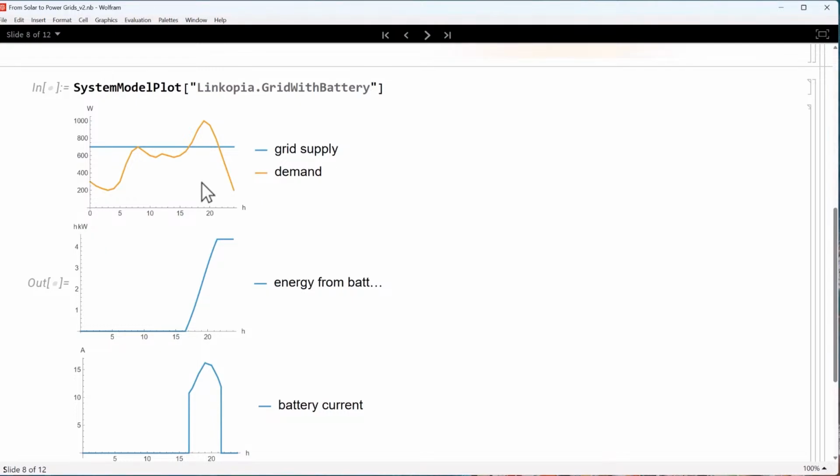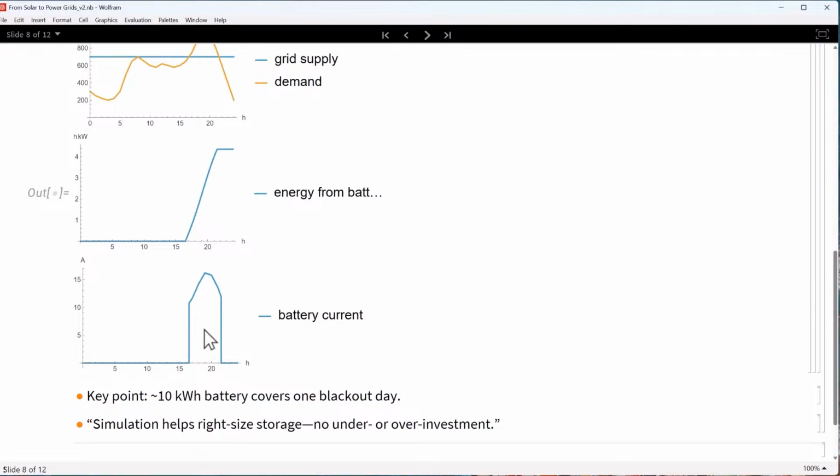In a traditional setup, this shortfall would cause a power outage or load shedding. But in this model, the battery compensates by supplying the total energy during that time window. So from this simulation, I can also calculate how much stored energy is needed to cover an entire blackout period. In this case, about 10 kilowatt hours.